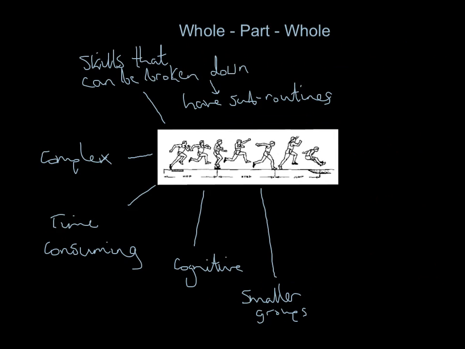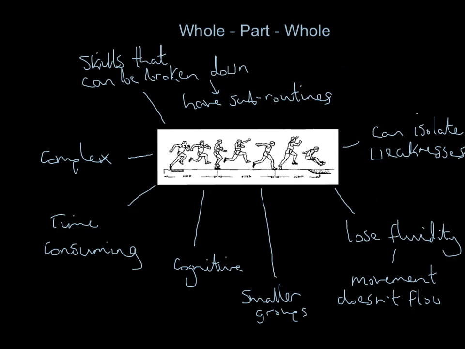They've got to know the subroutines. They've got to be able to work on them. In contrast to the whole method, we can isolate weaknesses. We can work on weaknesses and build them back into the routine. But then there is a cost to that. The cost is that we often lose fluidity.